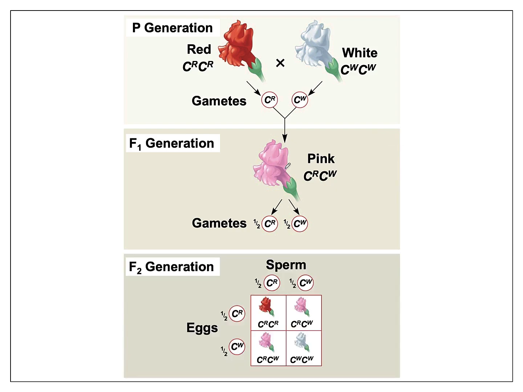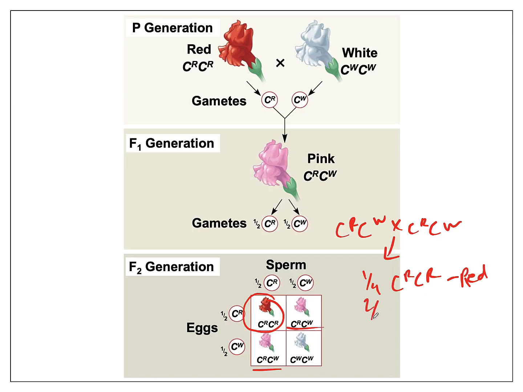Then we can do the F2 generation, where we breed these two together. So we're going to do CR-CW crossed with CR-CW to get the F2 generation. And you get 1 out of 4. So 1/4 is CR-CR, which will be red. There's 2 out of 4, which is going to be 1/2, CR-CW, which will be pink. And then again, 1 out of 4, which will be CW-CW, which will give me white.